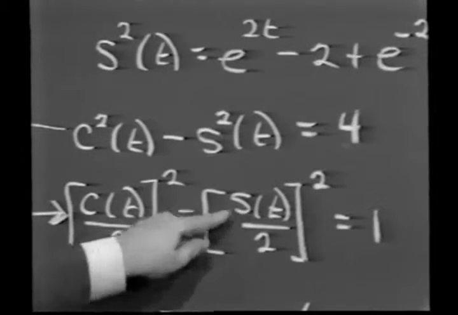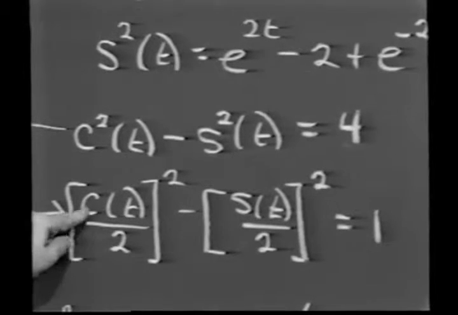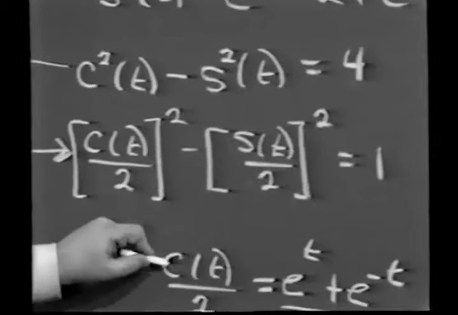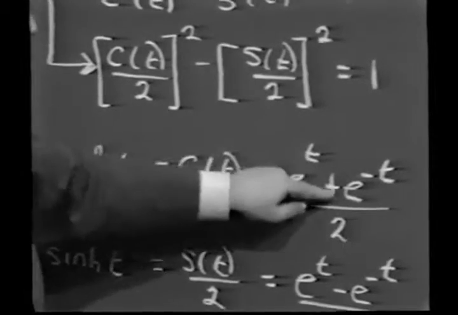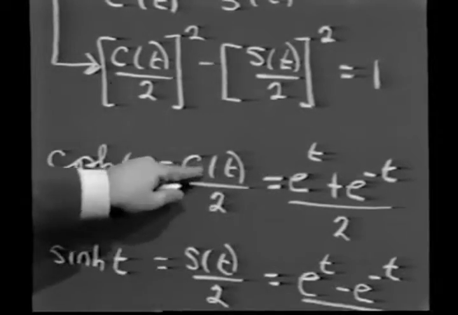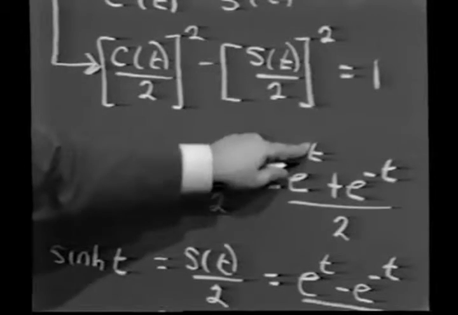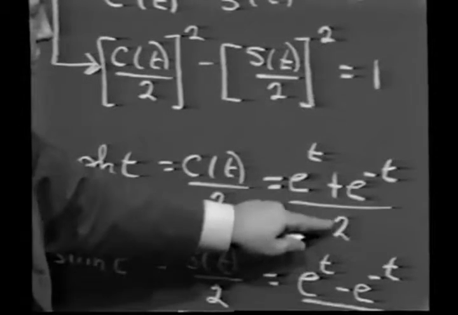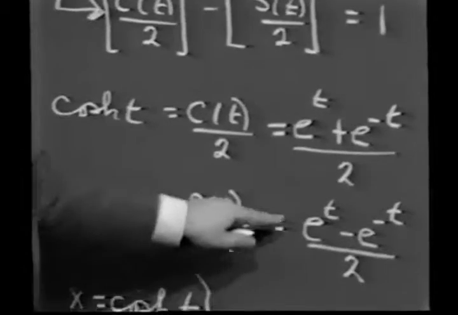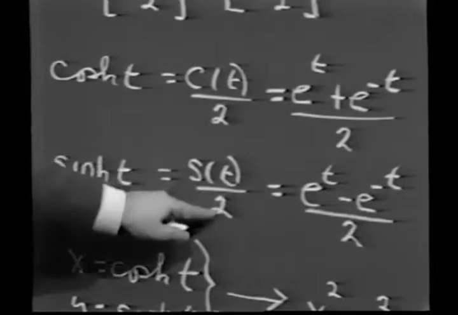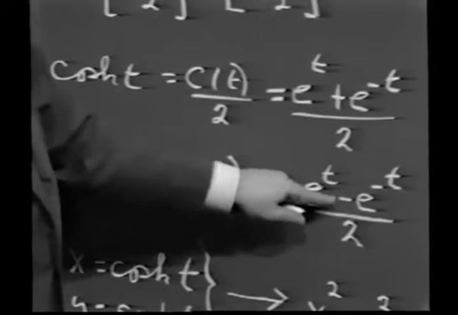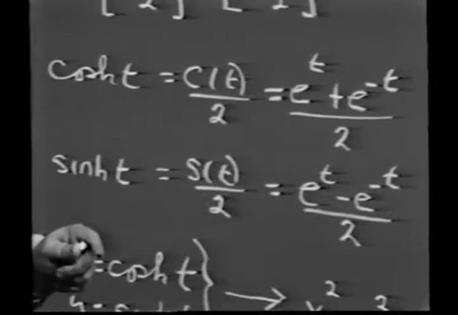By the way, since the c's and the s's may not seem familiar to us, what we can do is what? Go back to the basic definition. C of t meant e to the t plus e to the minus t. Therefore, half of c of t is e to the t plus e to the minus t over 2. S of t was e to the t minus e to the minus t. Therefore, s of t over 2 is e to the t minus e to the minus t over 2.